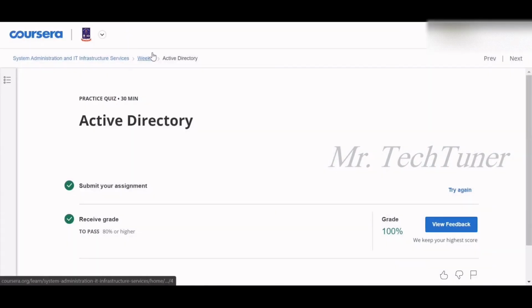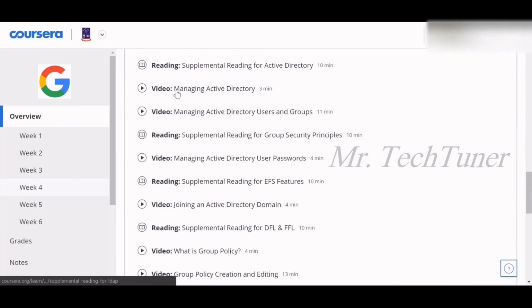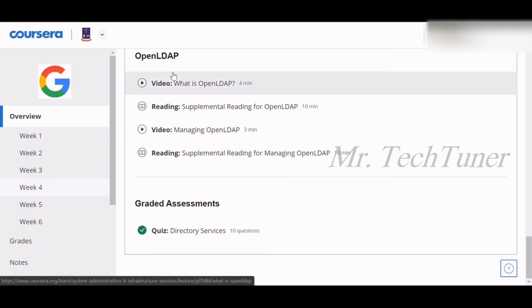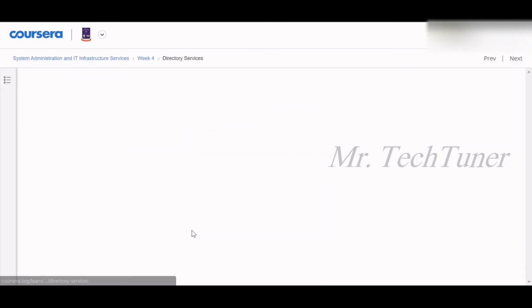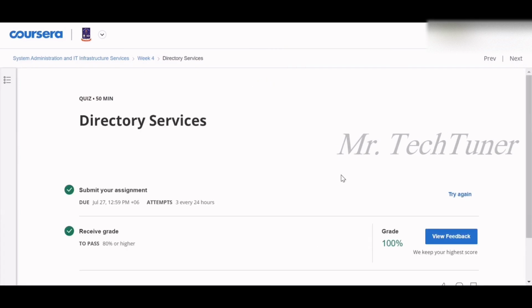That's a huge quiz session, I think. Yeah, so we're heading to our final graded assignment. Okay, so there's something about OpenLDAP. So now we are going to the graded assignment. In the graded assignment, we are ready for the graded assignment of directory services.